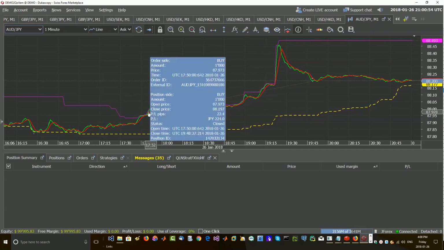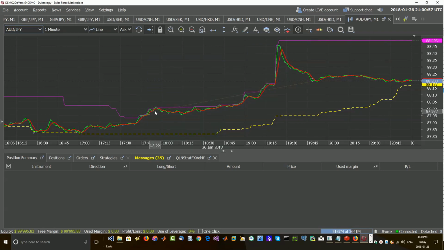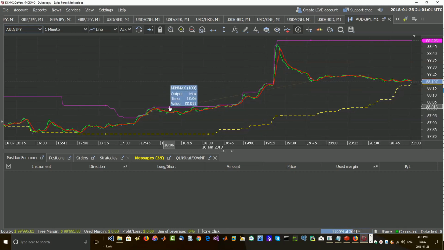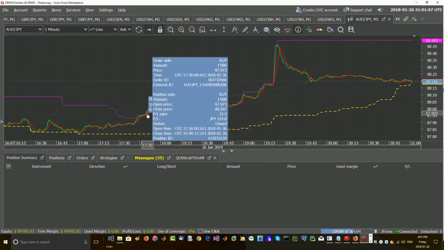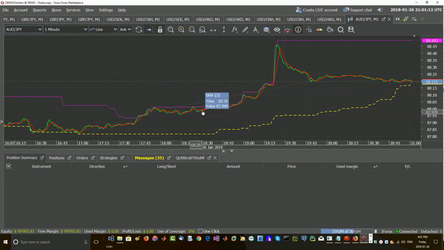But I just wanted to show you along here, this in the purple is the minimum and max. That's equivalent to a support and resistance. So we took on a position about here, and the trade was doing okay. It was up about $1 or so.